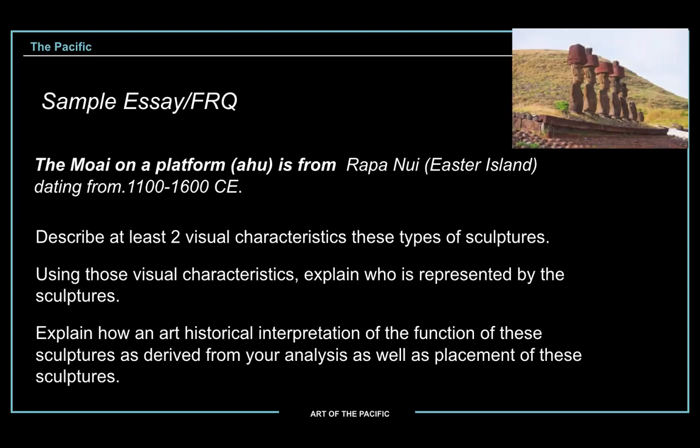Then it has you describe at least 2 visual characteristics of these types of sculptures. Visual characteristics mean things you can see. If you want to jot down any of those notes on additional sheets of paper to make your life easy, feel free. Sadly, there's not a lot of space other than maybe in the cover of your note takers. Then, using those visual characteristics, explain who is represented by the sculptures. So the key word here is what? Who. And when you're answering the who, you're going to address those visual characteristics.